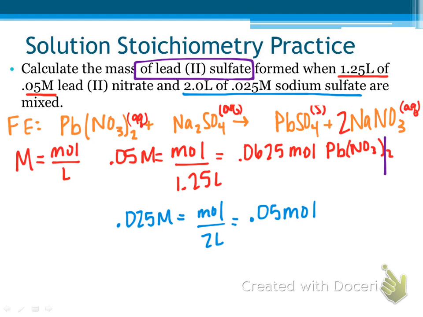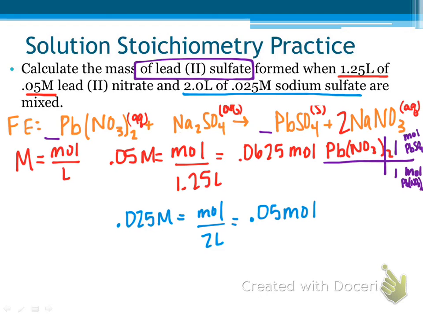Because we know our starting amounts of each now in moles, now I'm going to convert to my product to see which of these is limiting my reaction, okay? So I want to go from moles of lead nitrate, and I don't have room there, I'm running out of room, to moles of my other product, lead sulfate, PbSO4, okay? And how do I get these numbers? Where do they come from? That's my mole ratio step. Directly from my equation, and they are 1 to 1.